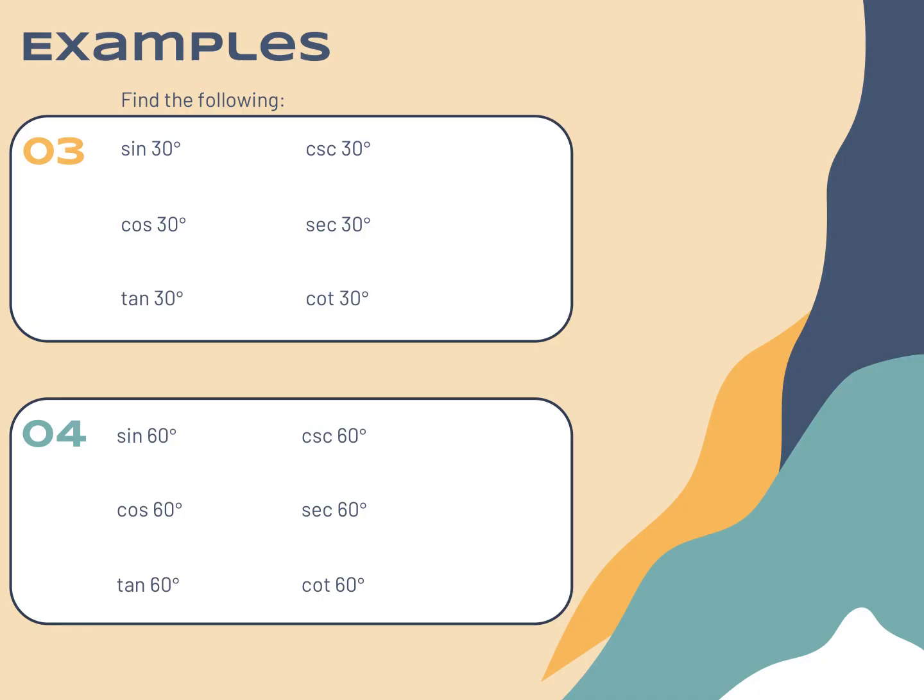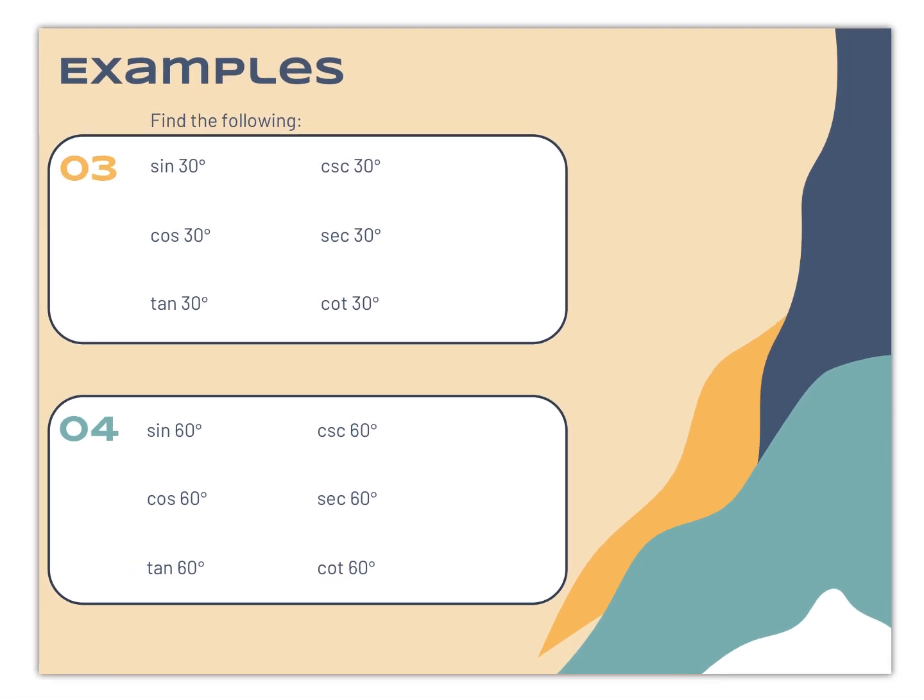So let's see, it says find the following. So it wants the sine, the cosine, and all these things. And notice we're talking here about 30 degrees and 60 degrees. So I'm going to draw a 30, 60, 90 triangle, right? So this is my 30 degrees, here's my right angle, and here's my 60.